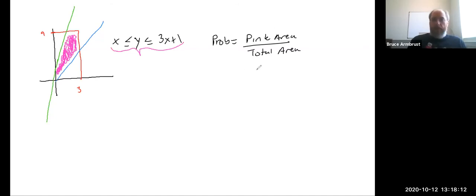So the total, that's nice and easy. That's just 27. The pink area, though, this is where we're going to have to use some calculus. So here comes Integration Man to the rescue. So let me replicate this picture, at least as best as I can.